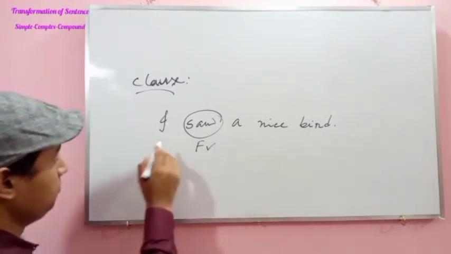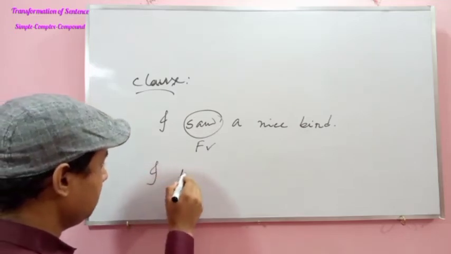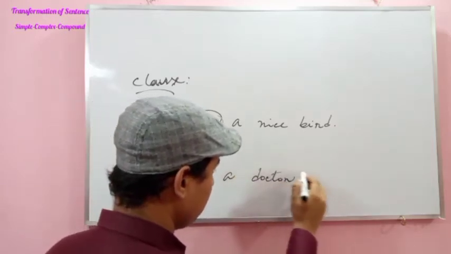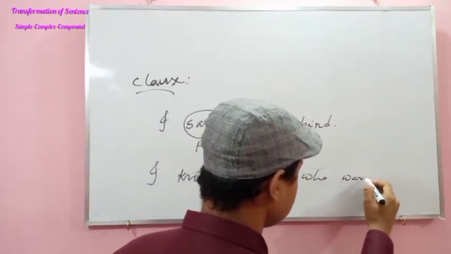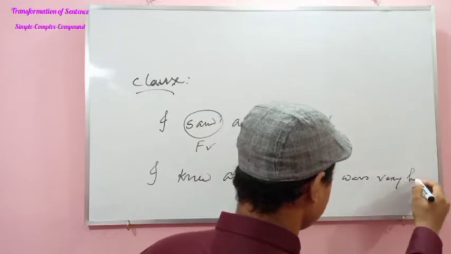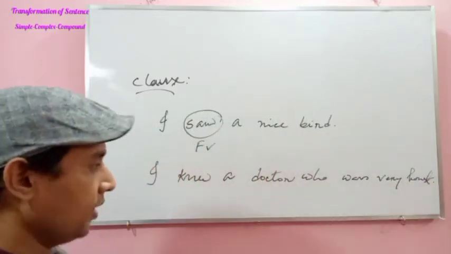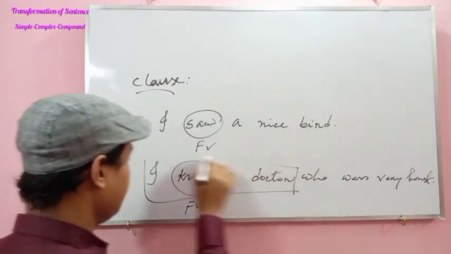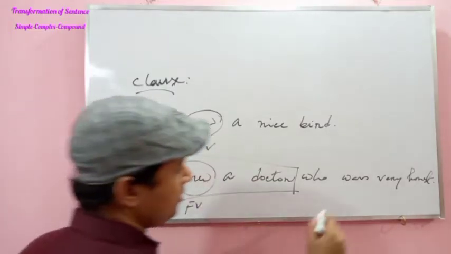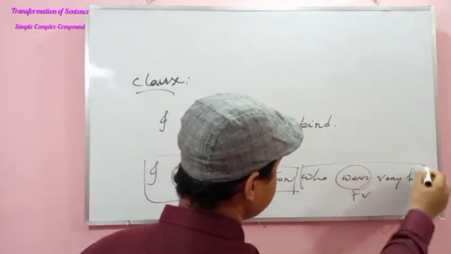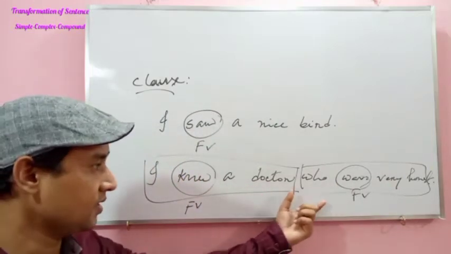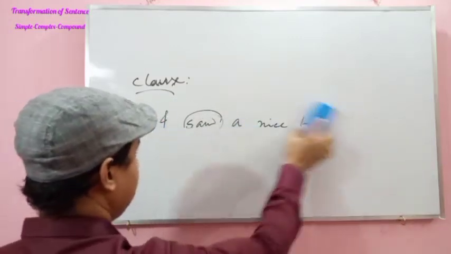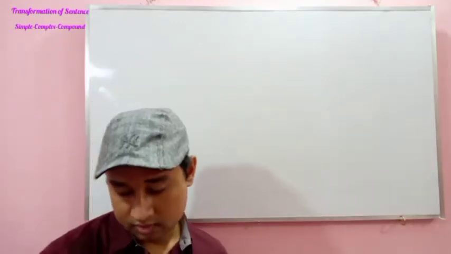I will give another example. I knew a doctor who was very honest. You know that this is a finite verb, so this is a clause, and this is also a finite verb, so this is also a clause. There are two clauses in this sentence. I think you will understand the term clause.